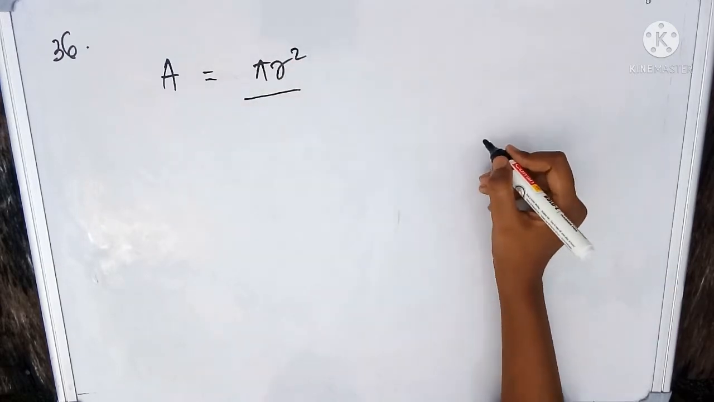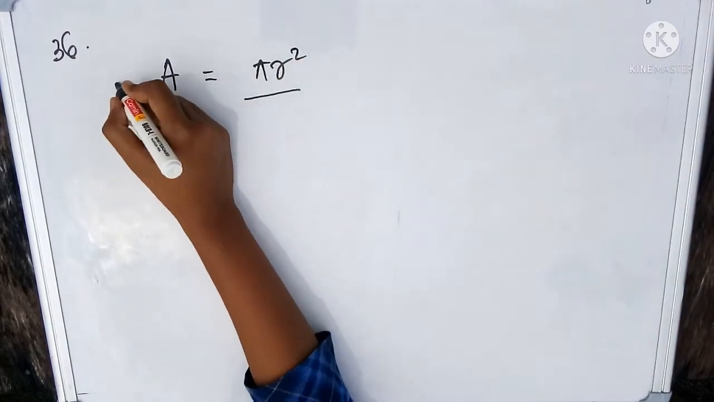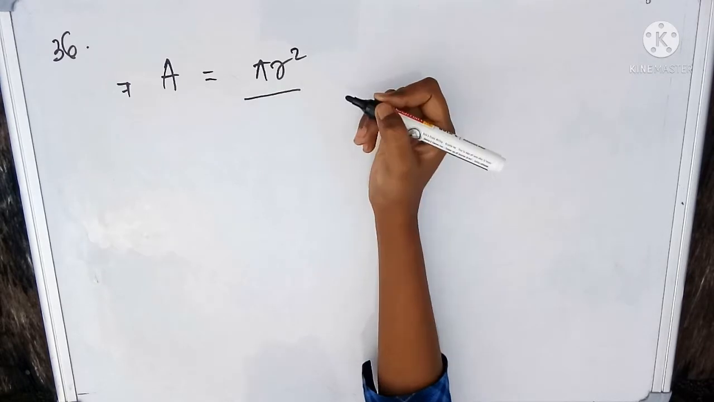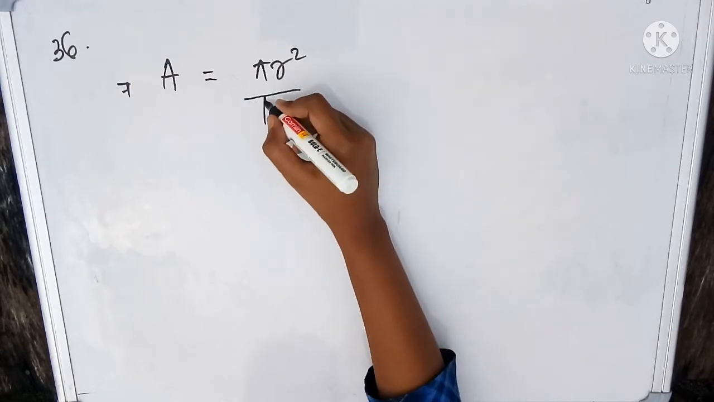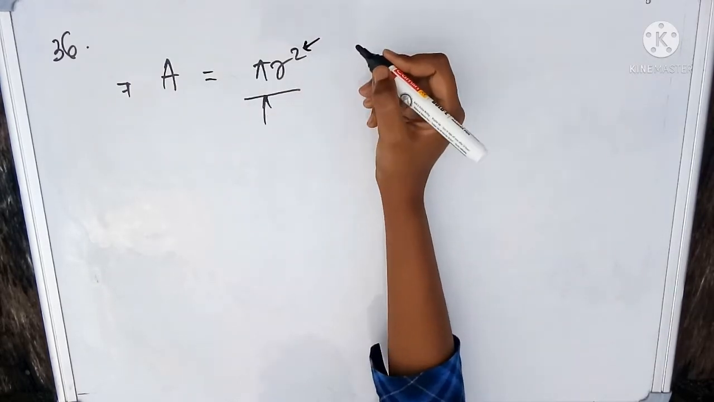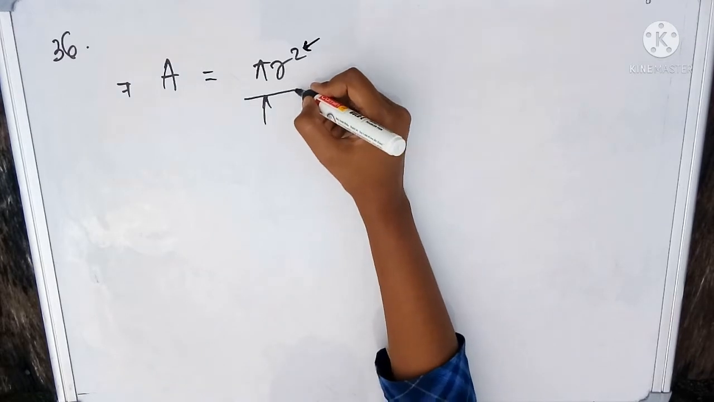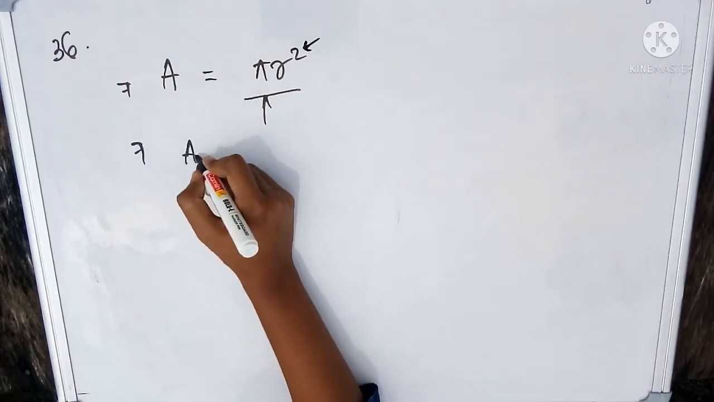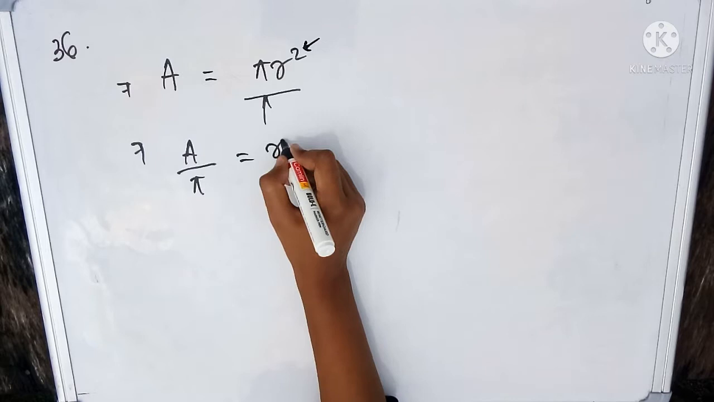So this is the formula for the area of a circle. Now from here we have to make r the subject. For that, we first have to remove this pi and then this square to make r the subject. So in the next step, we can write A divided by pi is equal to r square.